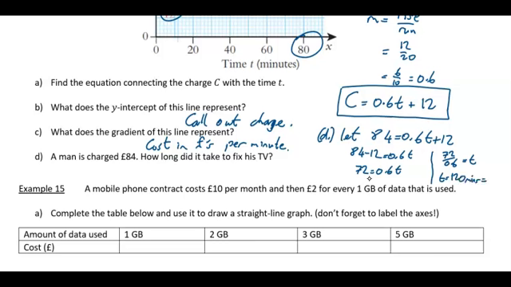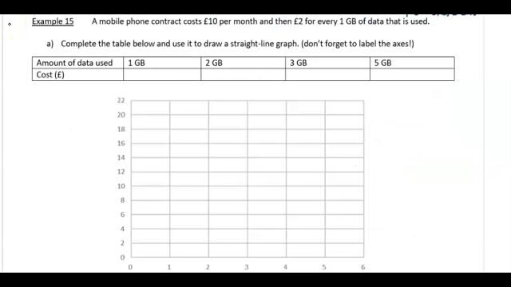And 120 minutes you could write a lot nicer as 2 hours. In this example it says a mobile phone contract costs £10 per month and then £2 for every 1 gigabyte of data that is used. Complete the table below and use it to draw a straight line graph. It says don't forget to label the axes, so we've got to do that.